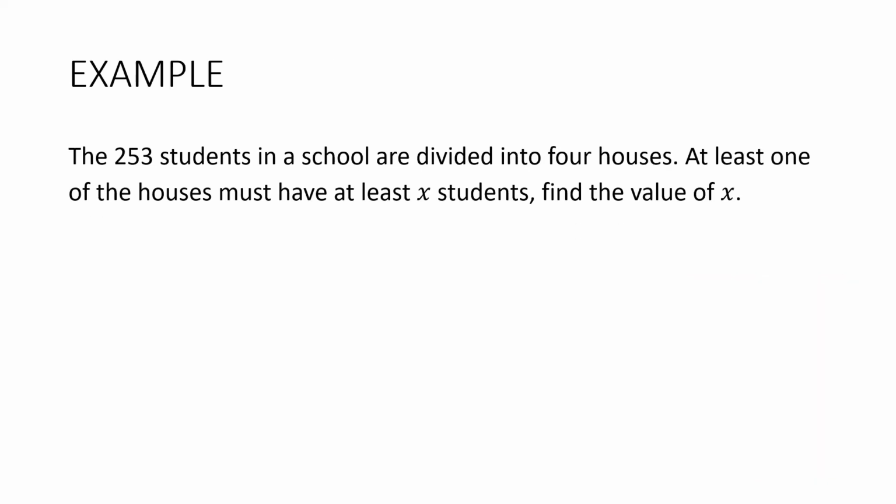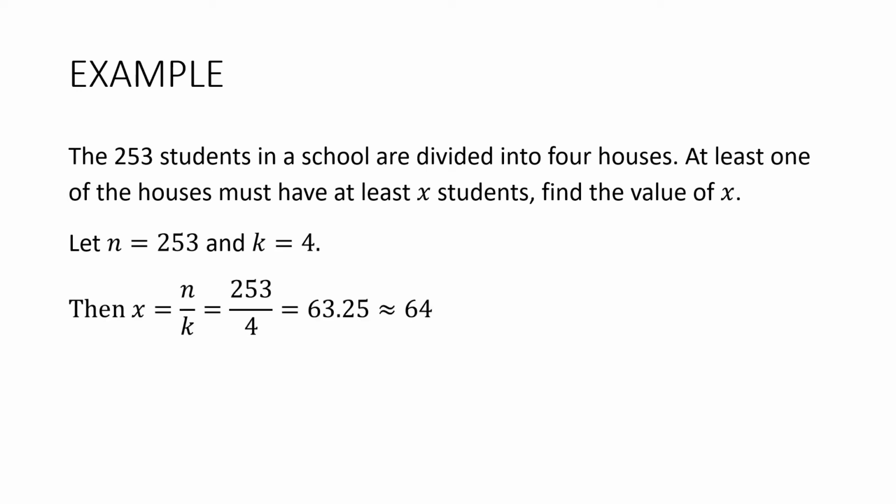Okay, let's see how we use this. The 253 students in a school are divided into 4 houses. At least one of the houses must have at least x students. Find the value of x. So in this case, n is 253 and k is 4. When we do our division, we get 63.25, which is approximately equal to 64.